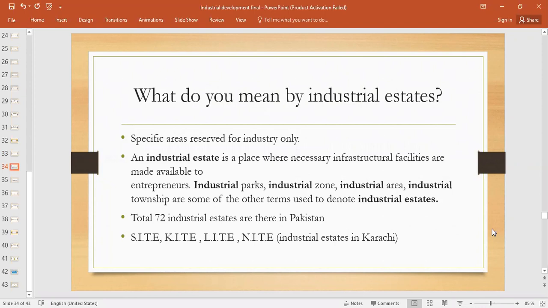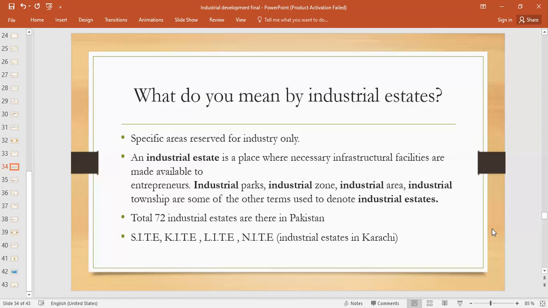First, we'll discuss industrial estates. What are industrial estates? These are specific areas reserved for industry only, right? They are established to help encourage entrepreneurs, and the government also provides facilities, for example, infrastructure facilities such as metal roads, electricity, water, gas, hospitals, and sanitation facilities in order to encourage more industries in that industrial estate, right?